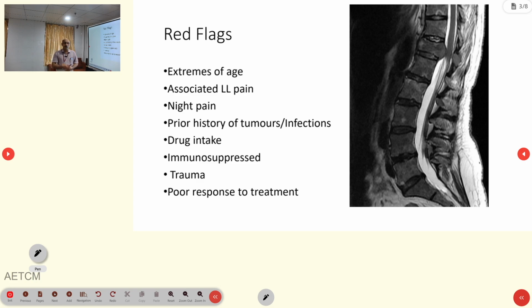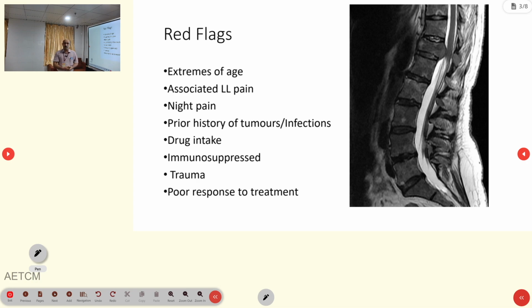Most of our back pains usually get better with rest. So many of our back pains, after a good night's sleep, it will get better. So if the pain is persisting at night, it means it is significant. When a patient has had a prior history of malignancy, a tumor or an infection, you are slightly worried that the tumor might be coming back. So that is one place where you would like to investigate.